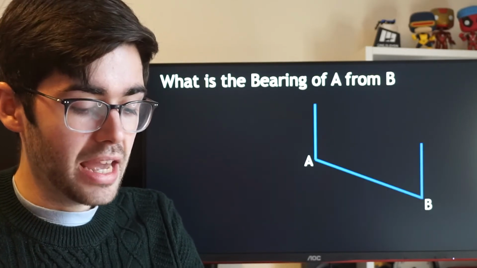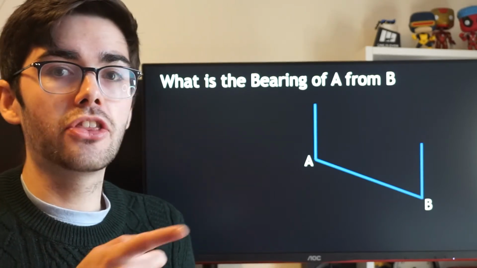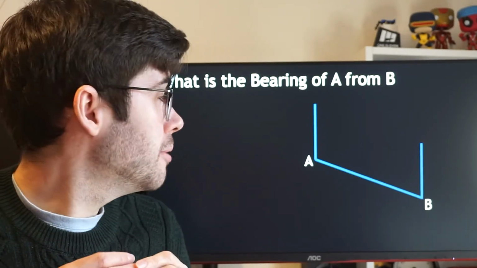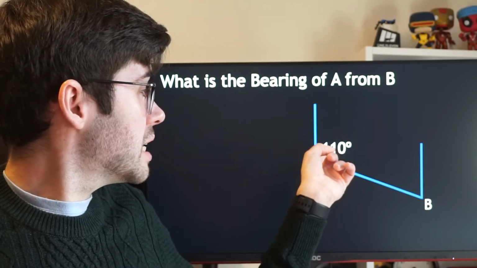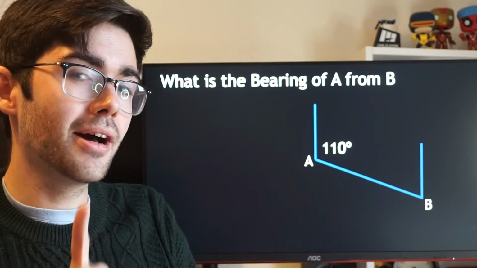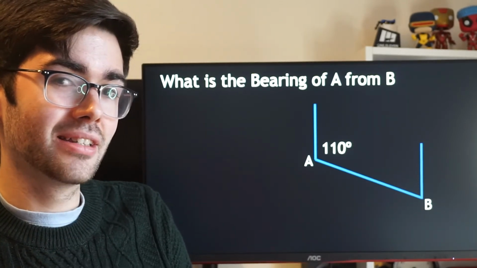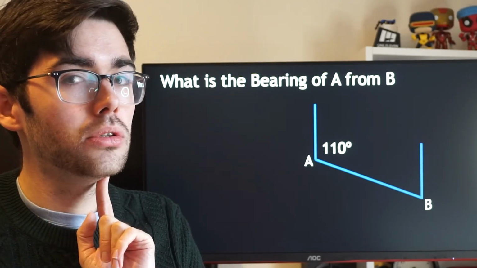That's the bearing. If it asked you what is the bearing then of A from B, going back the other way on the same diagram, how would we do this? Well, we already know that's 110 degrees. Can we work out this angle? What do you remember about angles in parallel lines? These are 2 angles inside a C shape. Do you remember what those are called?